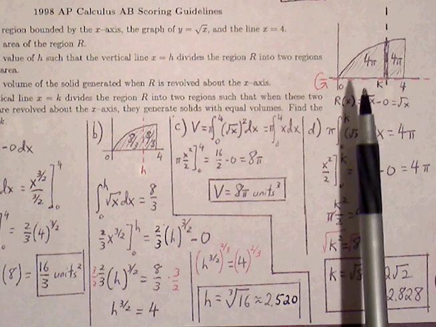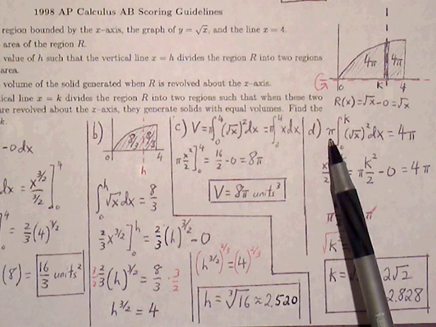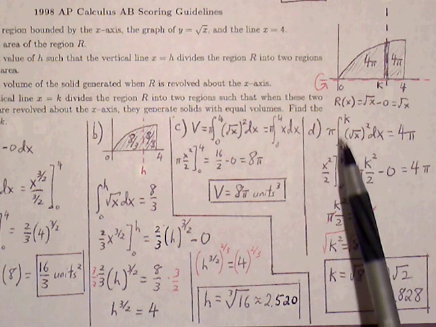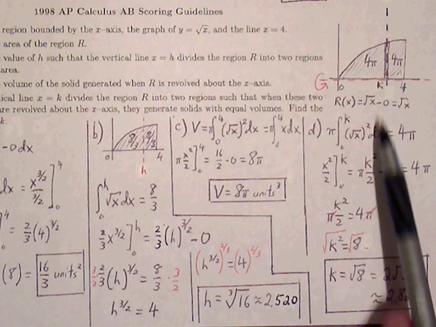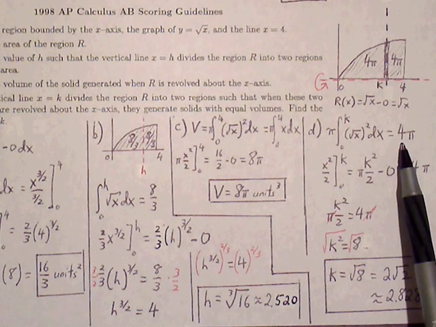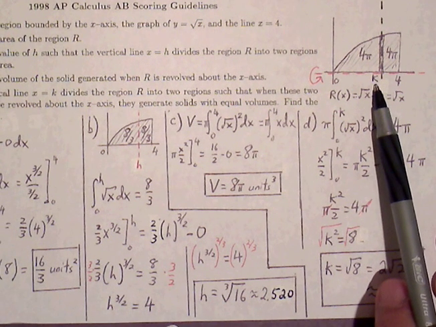Okay, again, with this method, big R is root x minus 0, which is root x. So pi big R squared between 0 and k. Now we know that this portion, we're going to set equal to 4 pi. And then when we solve for k, we can find where that k value is.